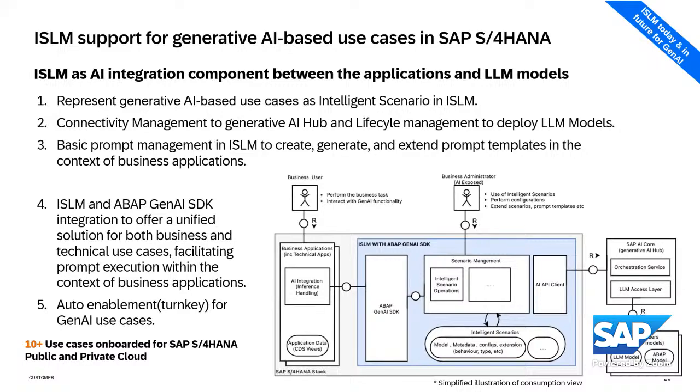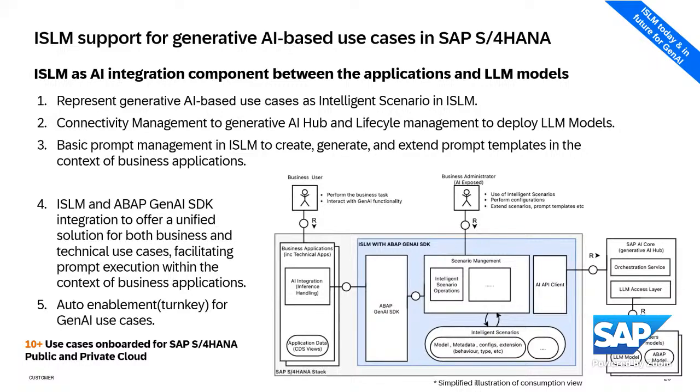ISLM also offers you the connectivity to generative AI hub, and generative AI hub then offers the access to all the different LLM models and all other capabilities like the orchestration service is also available as a part of generative AI hub. ISLM also provides an option to manage the prompt templates within the ABAP stack. The lifecycle of the prompt templates can be managed efficiently. You can create your prompt templates, you can modify it, change it, and manage it effectively within the ABAP stack itself in the context of an end-to-end scenario.